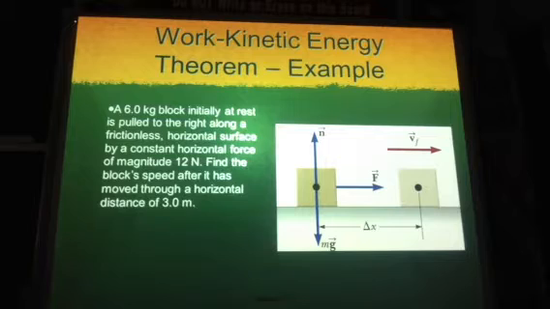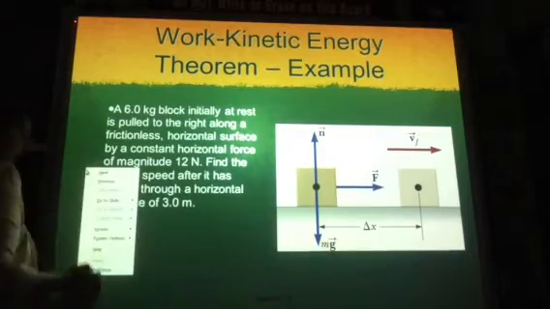So let's look at this problem for our first example. We have a 6 kilogram block initially at rest that is pulled to the right along a frictionless horizontal surface by a constant horizontal force, and that force has a magnitude of 12 newtons. Find the block's speed after it has moved through a horizontal distance of 3 meters. So the first thing, I just want to write everything out. Let's write out all of our variables first.